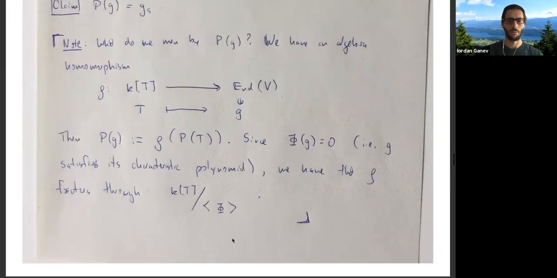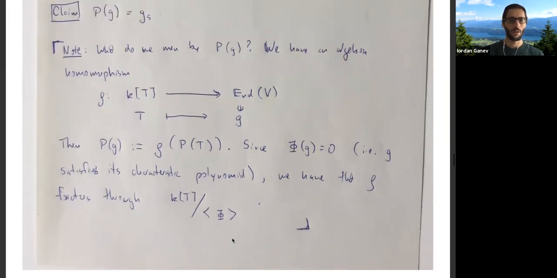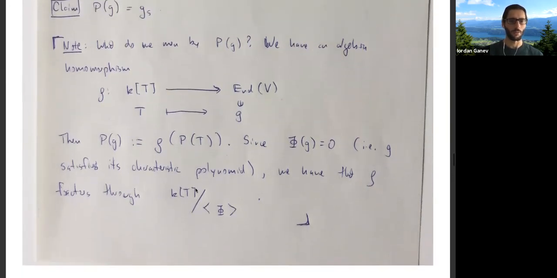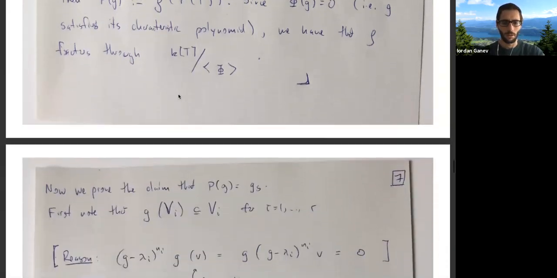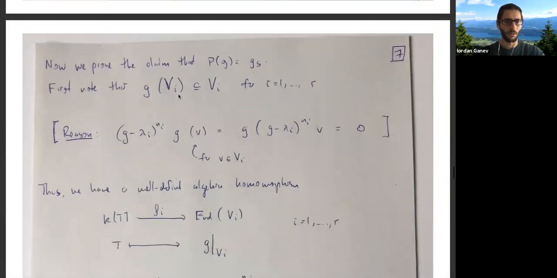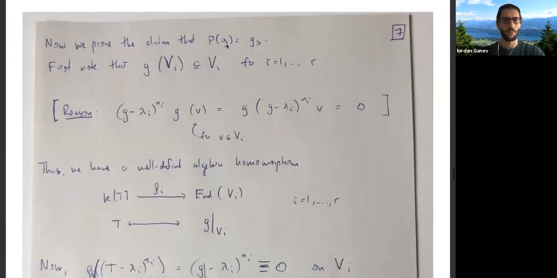Okay, so I'm running low on time, but maybe I'll just prove this claim and then we'll call it a day. But this is kind of important to conceptualize what's going on. Does this make sense to people? Okay, so I hope this proof isn't too long, but how do we prove that P of G is equal to GS?